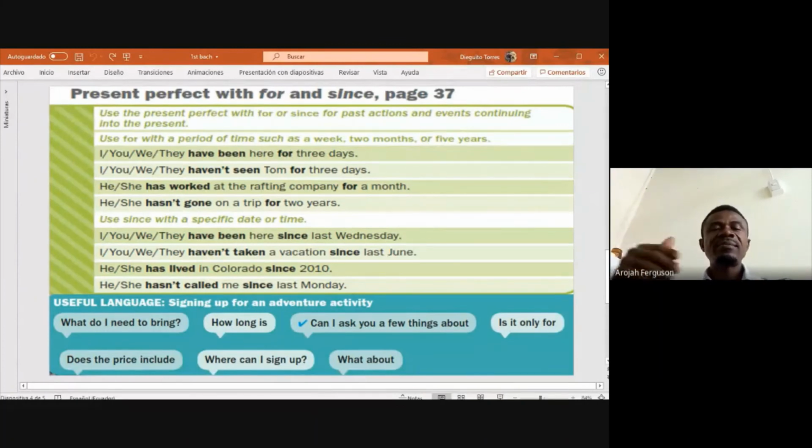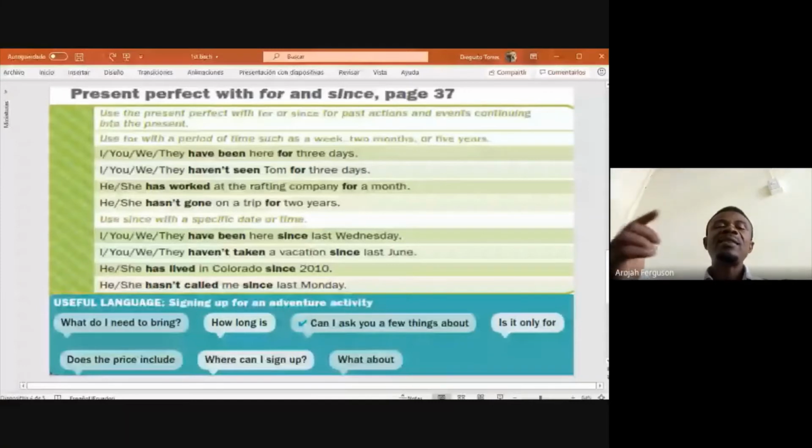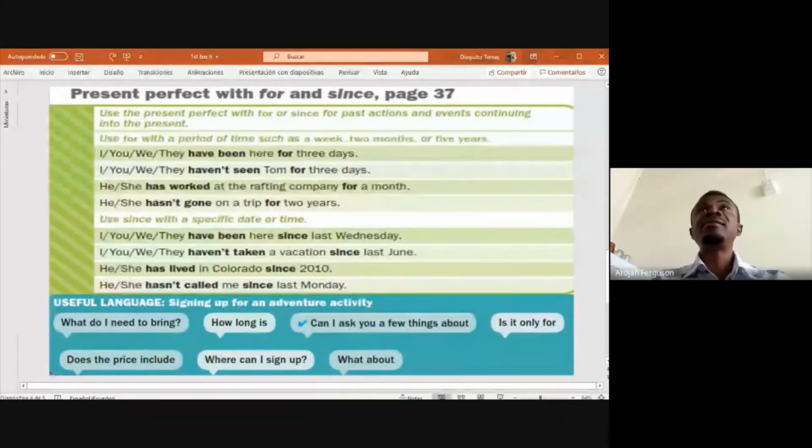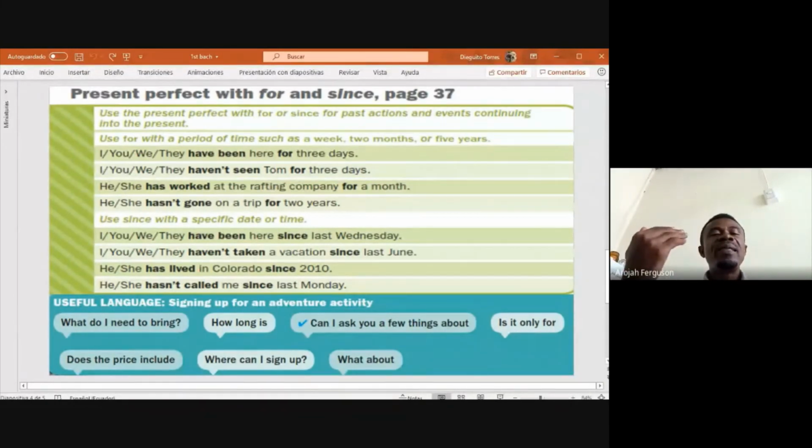Then another question you can also ask is, can I ask a few things about the trip? Maybe if you don't understand certain things, you can ask questions, and this is how you put it in useful language usage. Can I ask you a few things about the trip?